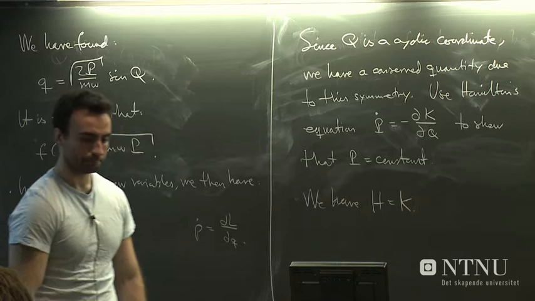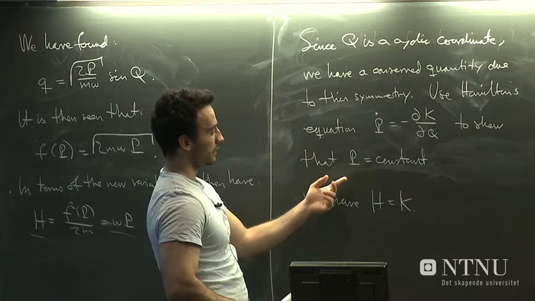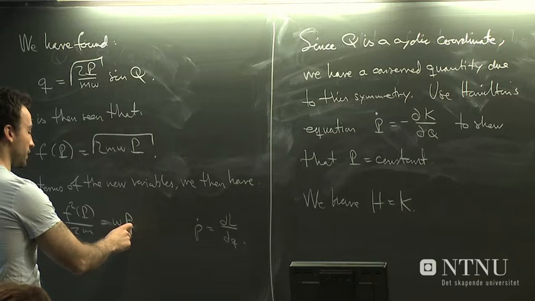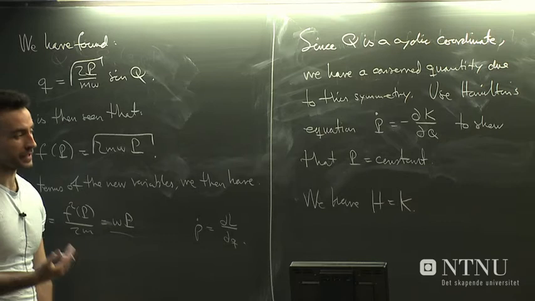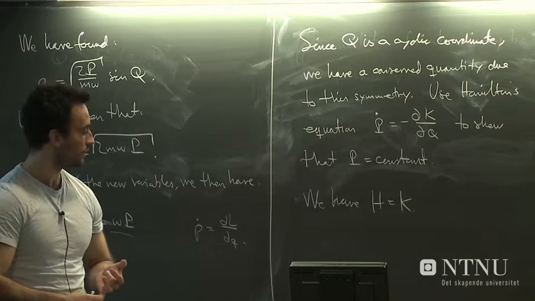Okay, so large Q is a cyclic coordinate, large P is a conserved quantity. And if large P is conserved, well then H is also conserved. And this makes sense because since we have no explicit time dependence, we know that energy should be conserved. So let me write that.